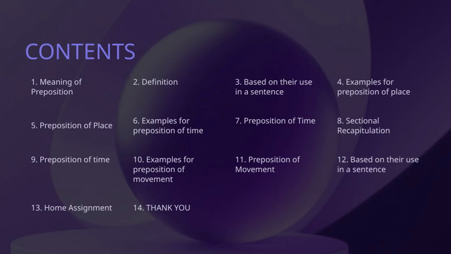Let's take a moment to review the main points we've covered so far. We began with the meaning of prepositions, understanding that they are words that show relationships between other words in a sentence. Then, we looked at the definition of prepositions and their role in connecting nouns or pronouns to other parts of the sentence. Next, we explored prepositions of place, which tell us where something is located, and prepositions of movement, which describe motion from one place to another. We also examined prepositions of time, indicating when something happens or happened.